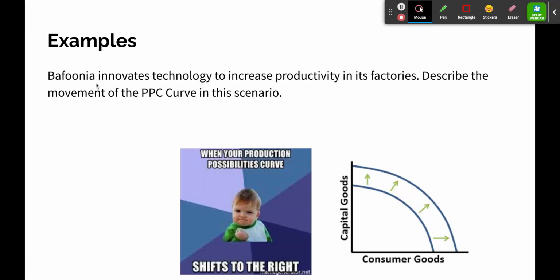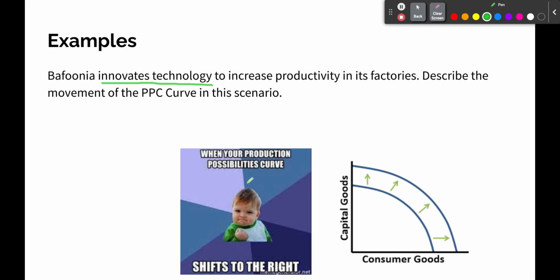And final example, Bafunia innovates technology to increase productivity in its factories. Innovates technology is the key word here. If your technology increases, your maximum capacity to create actually increases. You have more resources. You can create more at a higher level than you could before. Therefore, your curve would shift outwards.